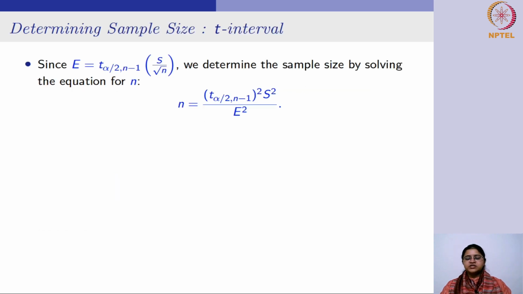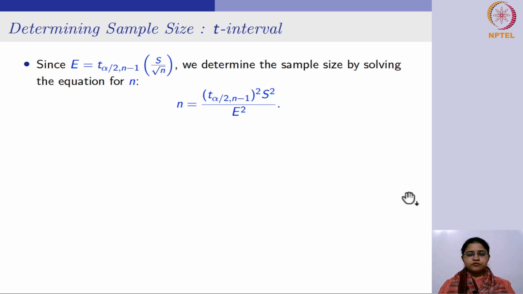Likewise, if we want to determine the sample size as we have done for the z interval, we will again consider the margin of error. Now, to determine the sample size in the case of the t interval, we know that e, the margin of error, is t alpha by 2 at n minus 1 degrees of freedom into s by root n. If you solve this for n, you will get that n is t alpha by 2 at n minus 1, whole square, s square over e square.